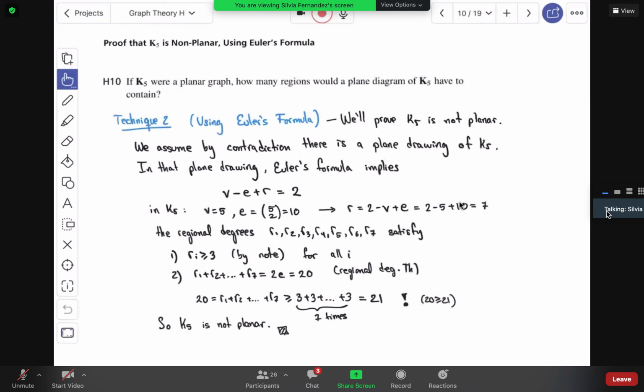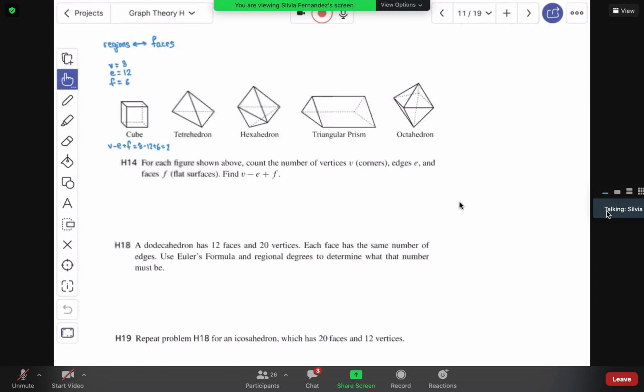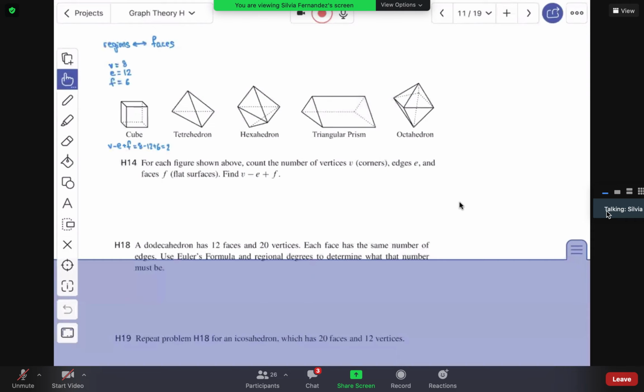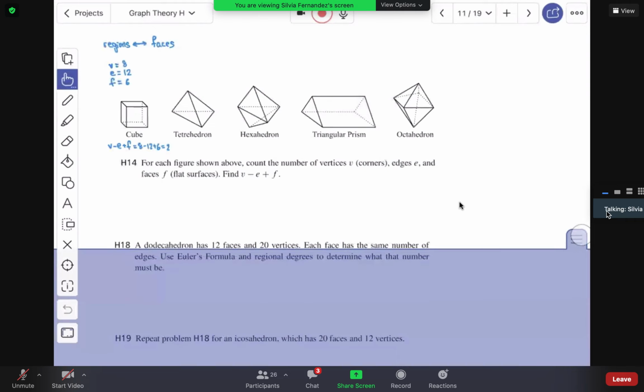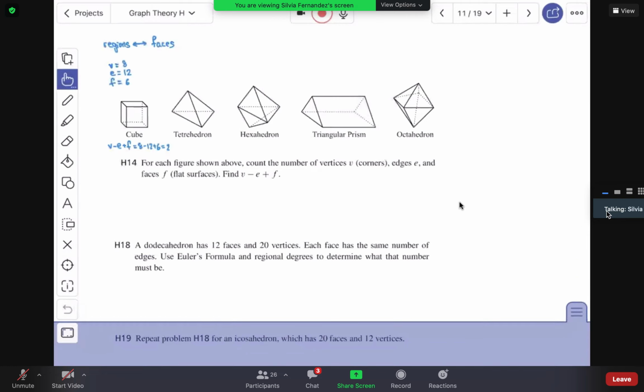Okay, right, so let me go over this first, I think. So we had Euler's formula: vertices minus edges plus regions, or plus faces, depending on whether you're working on the plane or with polyhedra, equals 2. So here, for each figure shown above, count the number of vertices, edges, and faces, and find the difference. For all of them, it should give you 2. Do you have any questions there? Did you try some of those?